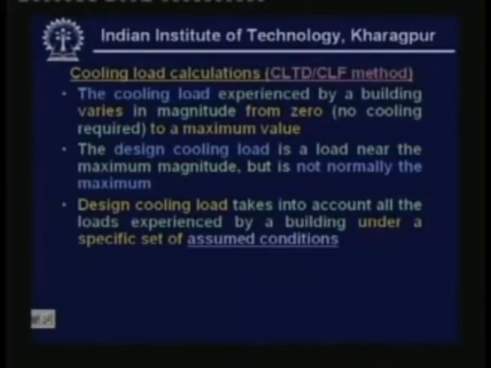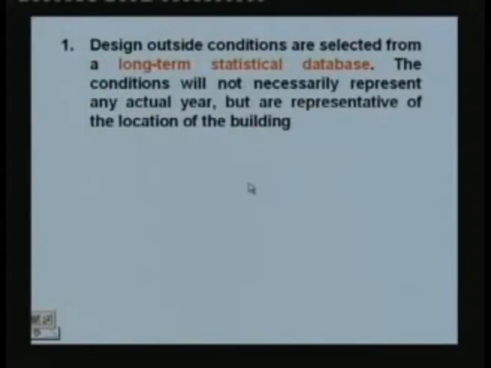So what are the conditions based on which the cooling load calculations are carried out? First, the design outside conditions are selected from a long term statistical database. The conditions will not necessarily represent any actual year, but are representative of the location of the building.